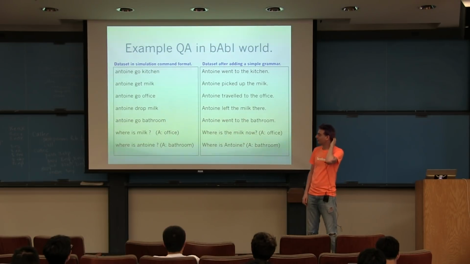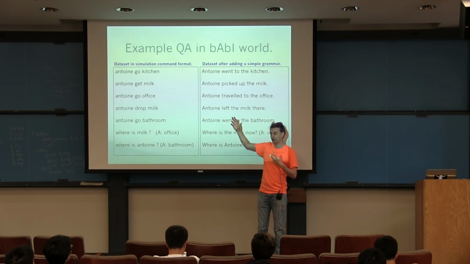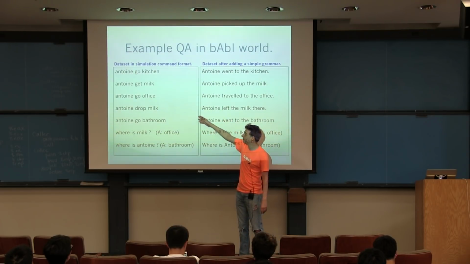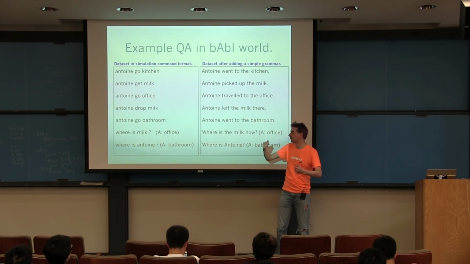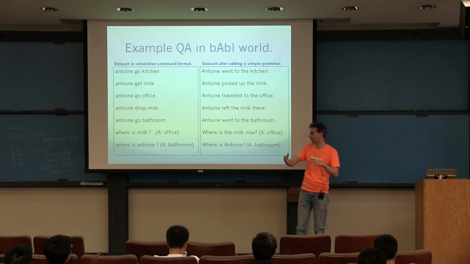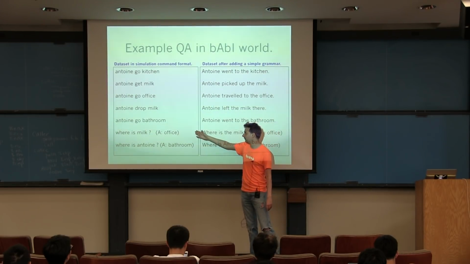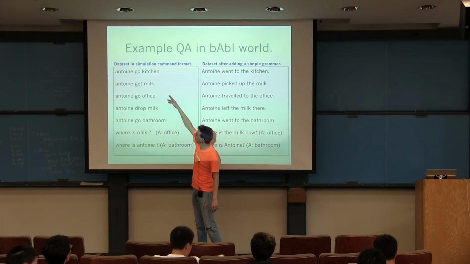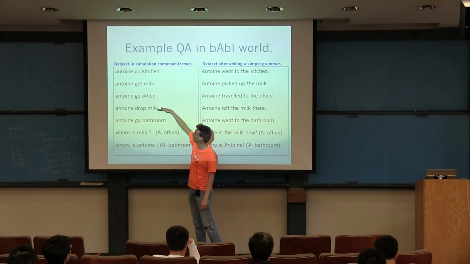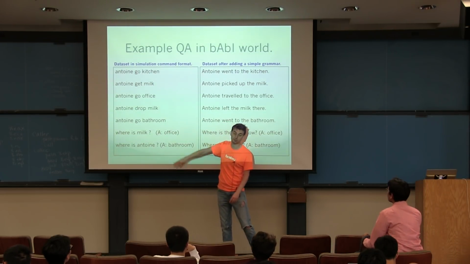So we can run really simple simulations with this text adventure game, and you have something like this. These are in the command form that I just showed you. Antoine go kitchen, Antoine get milk, Antoine go office, drop milk, Antoine go bathroom. And then you can have a question answering setup within this simulation, such as: where is the milk? And here the answer is the office, because you can see Antoine got the milk, then he went to the office and dropped it. So presumably it's still there after he goes to the bathroom.